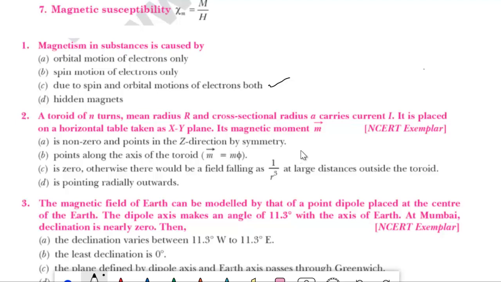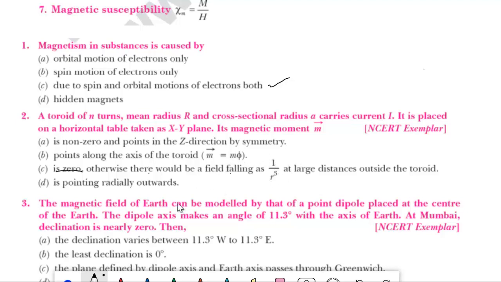Okay, clear? So what will be the magnetic moment? The magnetic moment is equal to 0. Otherwise, there would be a field falling as 1 by r cube at large distances outside the toroid, that is, directly proportional to 1 by r cube. Like that also we can say it's almost equal to 0 only outside the toroid.